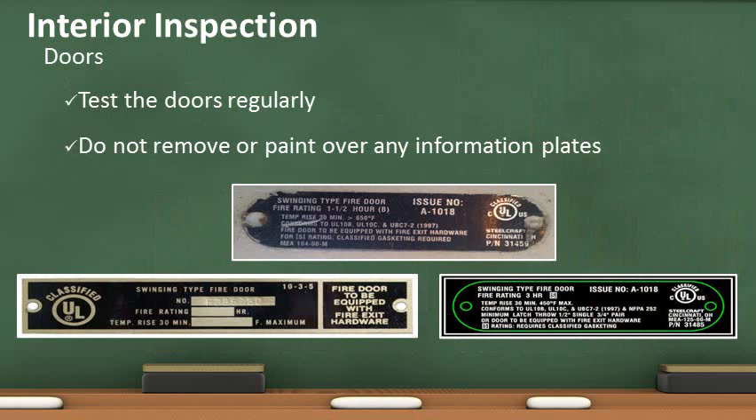Fire doors are to be tested annually by the owner or occupant to make certain they function properly. Fire door labels located on the door and/or door jamb are not to be painted or removed. Here are some examples of fire door labels.